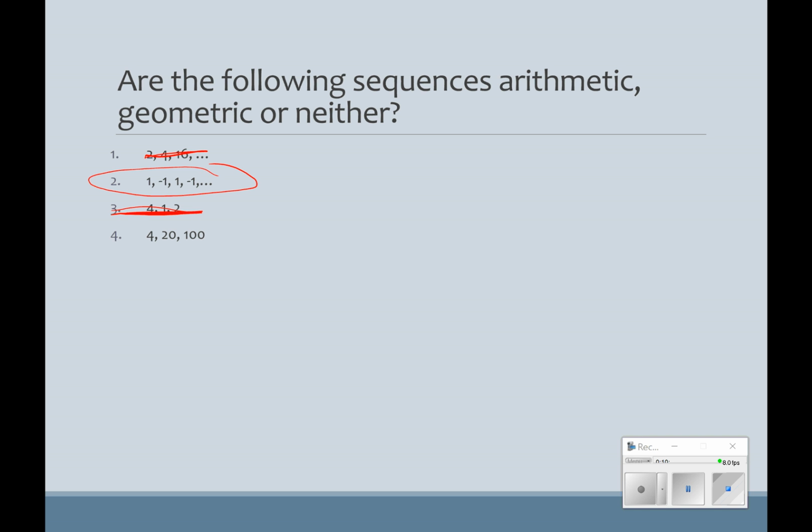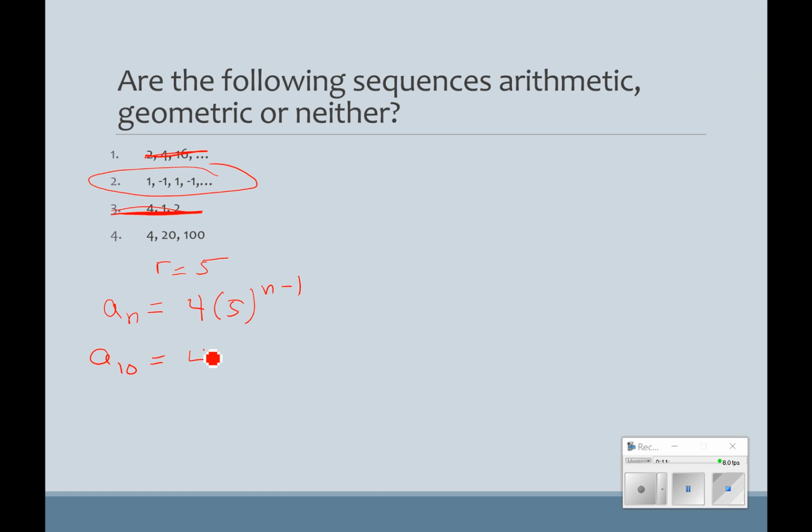And the last one, if I do 20 divided by 4, gives me 5. 4 times 5 is 20. 20 times 5 is 100. So this is geometric. And we're going to write the formula for this. We know our ratio is 5. So A sub n is going to equal, our first term is 4, times 5 to the n minus 1. I wanted to do this just because I want to show you what happens if this coefficient isn't 1. So let's find the 10th term of this.